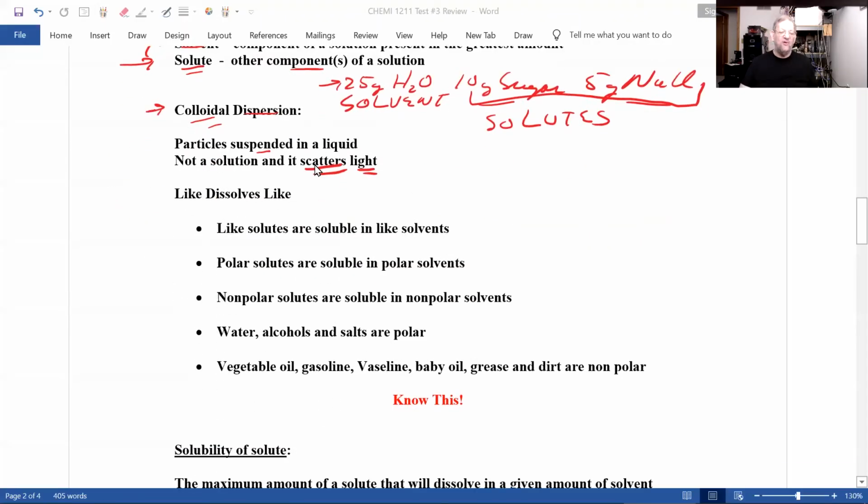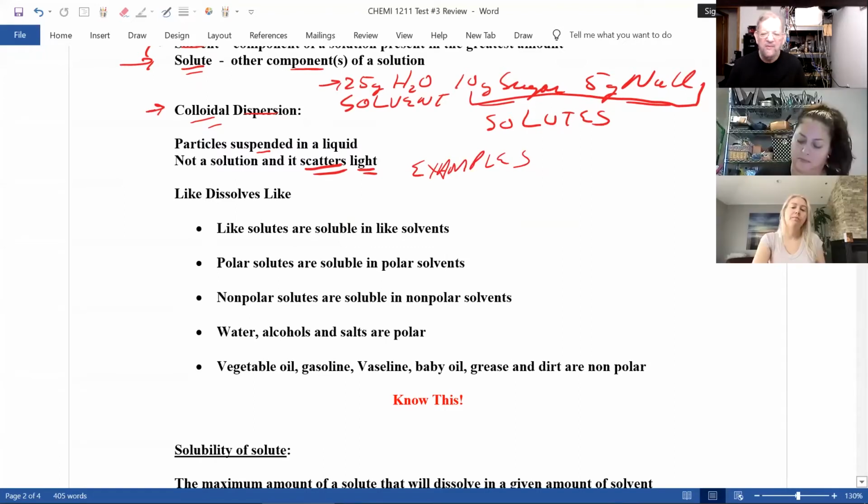And you should know a colloidal dispersion is not a true solution, or not even a solution. I don't have examples here, but what are some examples you should know? Everybody see colloidal dispersion on your screen? Hold on. You should see it now. Can you see it? Give me a thumbs up. Thank you.